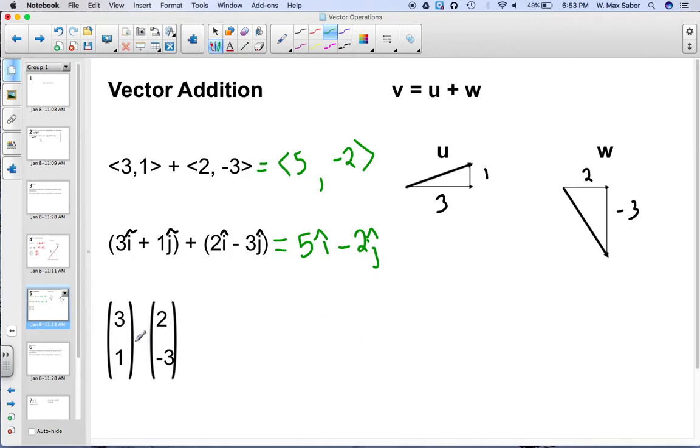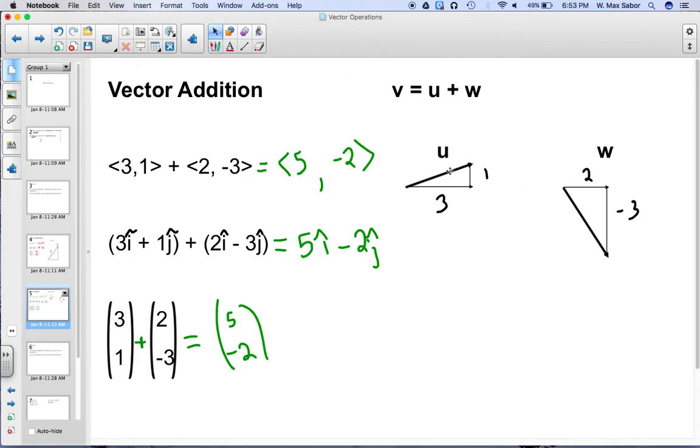If we are adding these, that should be addition between them. You can't multiply those. We're going to do 3 plus 2 and get 5. And 1 minus 3, get negative 2. And this is our vector addition. The last one is if we have these two vectors, this is 3, 1, 2, negative 3.